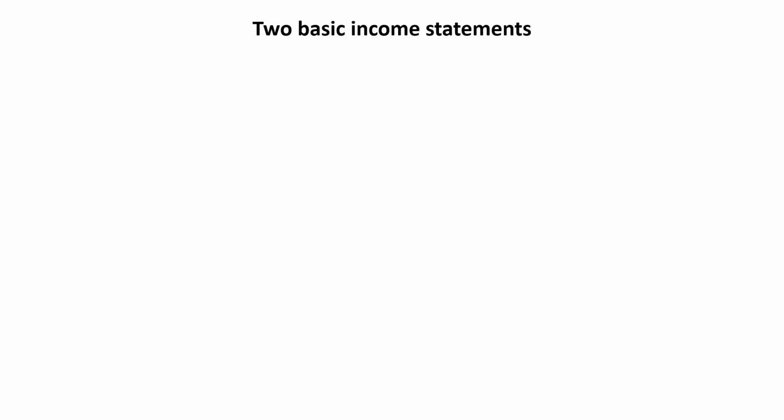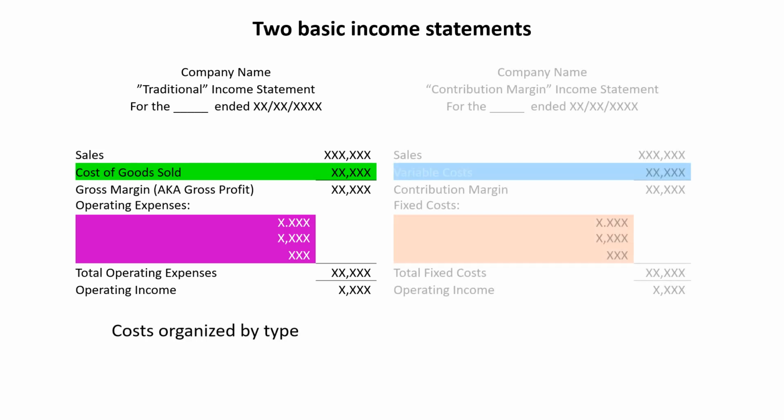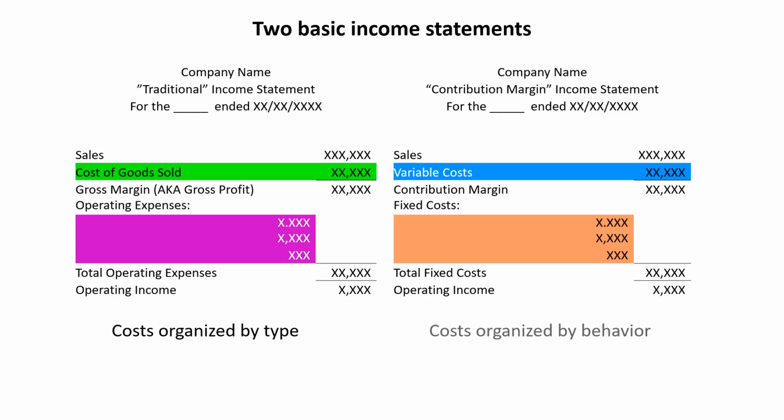First, some context. The ACLET CVP Analysis Part 1 compared basic income statements using two different ways to organize costs. The traditional income statement organized costs based on type, manufacturing or non-manufacturing, while the contribution margin income statement organized the costs based on behavior, variable or fixed. The basic contribution margin income statement was useful for focusing on the relationships among the pieces we use in CVP analysis. But now we'll look at more formal, more complete versions of both the traditional and contribution margin income statements.